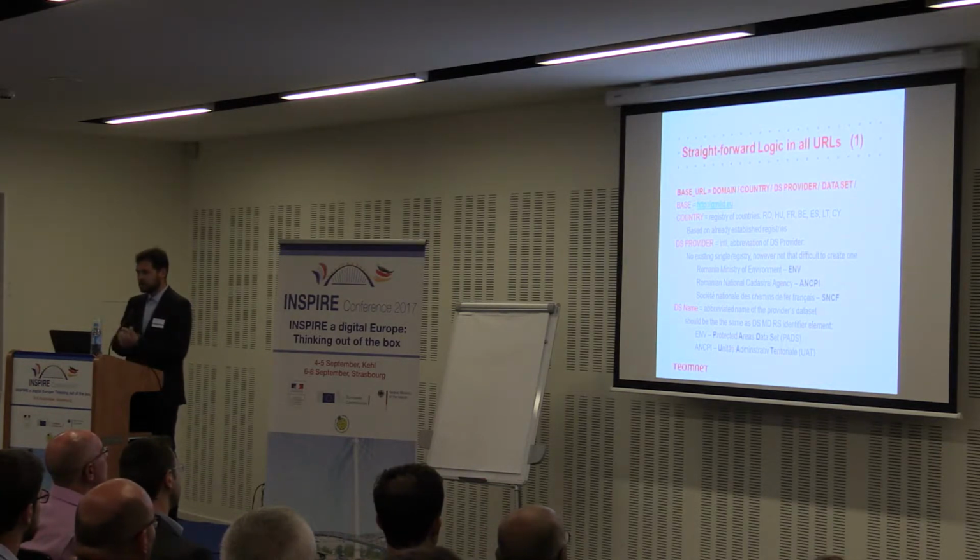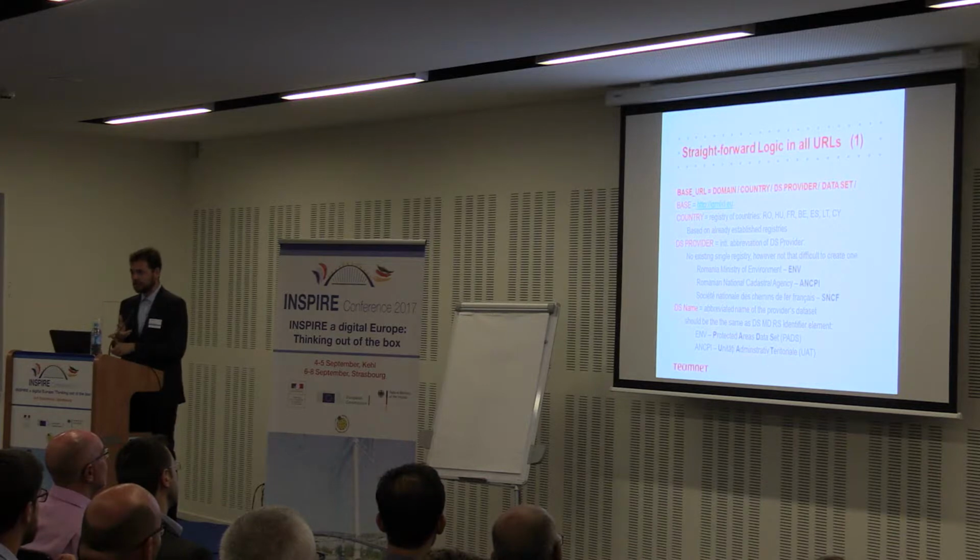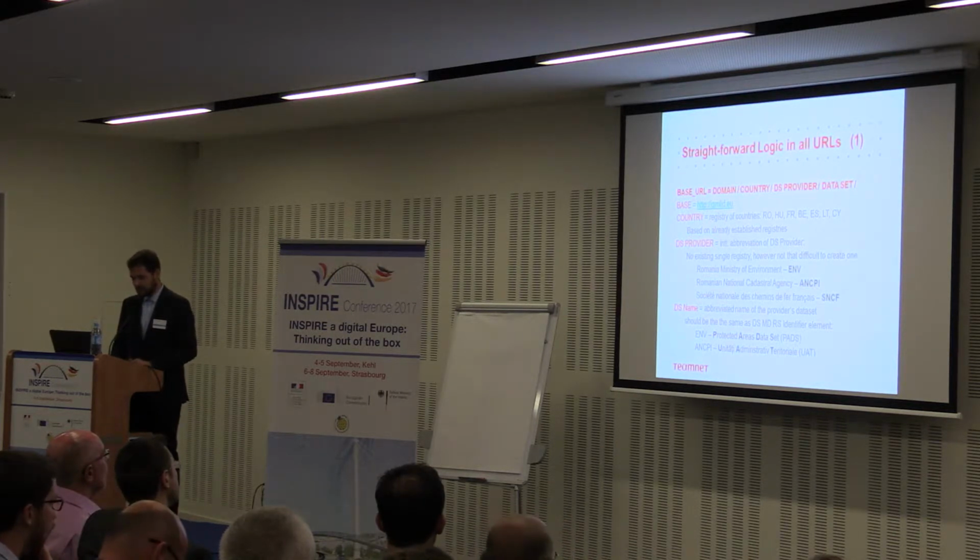So we set about having a straightforward logic. So we have for each dataset, each provider in each country, a base URL. The base URL can be any domain. We just registered gmlid.eu because it was available. The country, we already have registries for countries. Dataset providers should ideally be something short, so an international abbreviation of the provider.